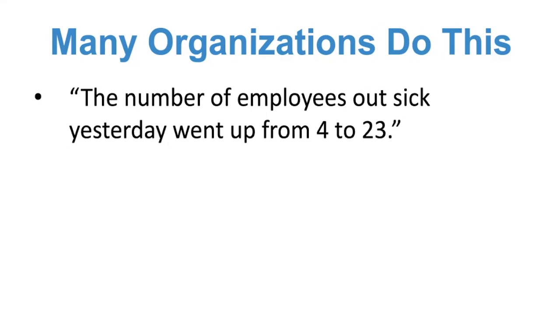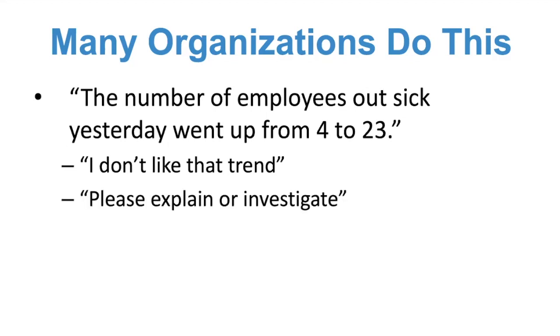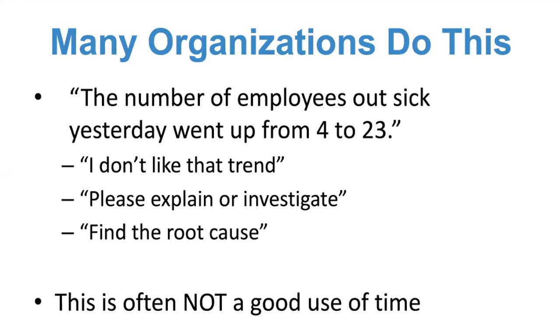What does that mean? People might say things like, I don't like that trend. Well, we don't know that that's the beginning or part of a trend. It could be just fluctuation in the data. Someone might ask for an explanation or go investigate, or they might say, go find the root cause. And without context, we don't know if there is a root cause to be found. This type of reaction to single data points or a comparison of two data points is quite often just not a good use of time.